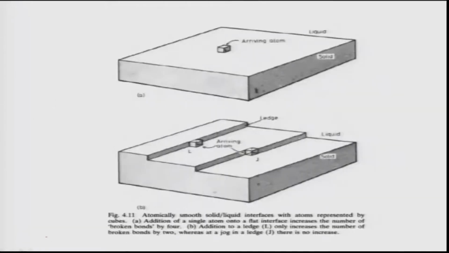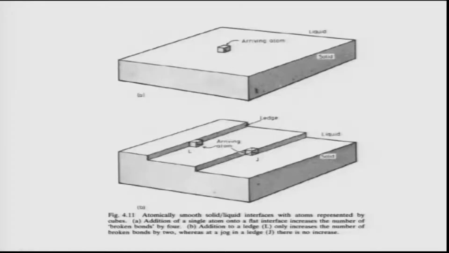In the case of a rough interface, where the interface is jagged, what you need is basically a step or a ledge, or even a kink on the ledge, for the growth to proceed. This very routinely happens in various metalloids like silicon and germanium. So this kind of growth is known as stepwise growth.